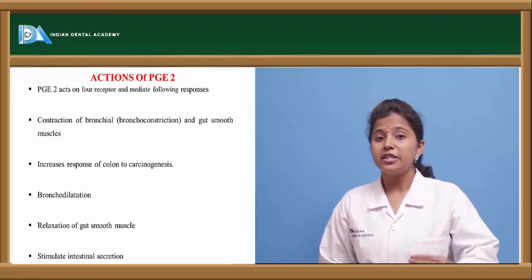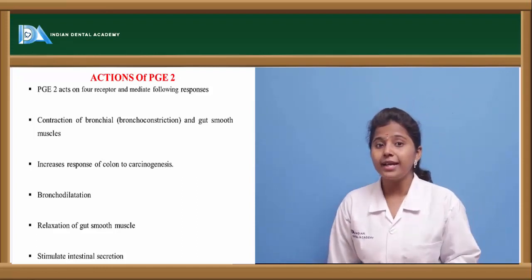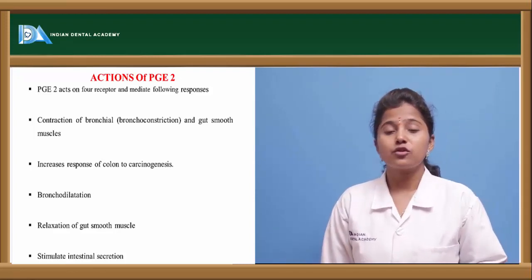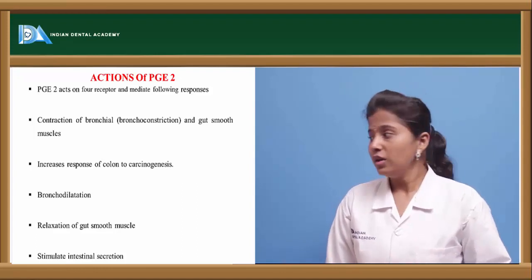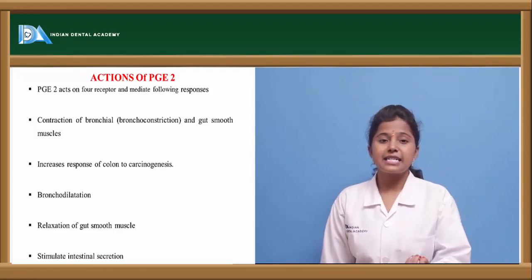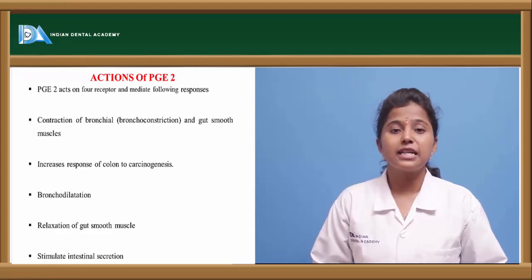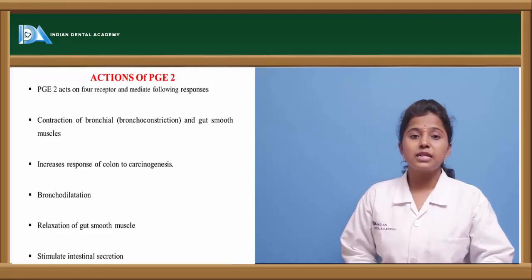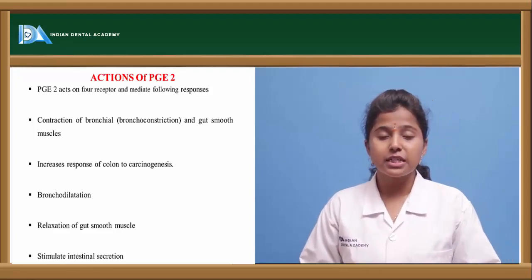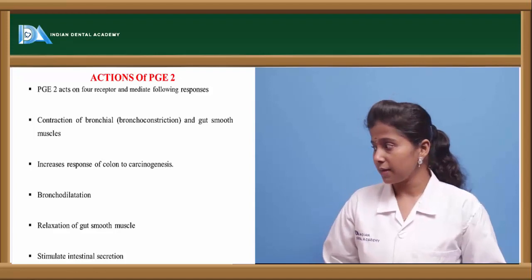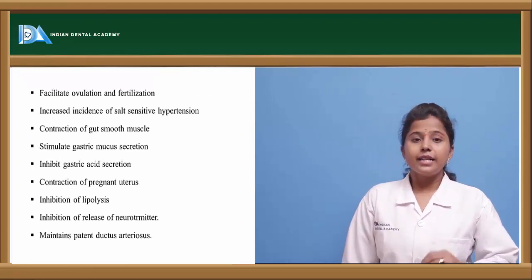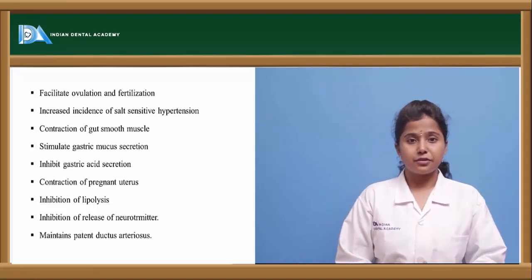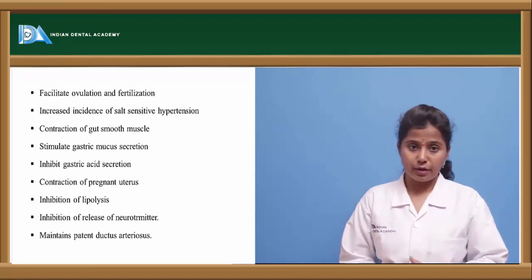So especially PGE2A causes bronchoconstriction, and the remaining PGE2 class of prostaglandins causes bronchodilation. It also causes relaxation of the gut smooth muscle, in the abdominal wall or the gut wall. When these PGE2s are released, they cause relaxation of that muscle, and it facilitates ovulation and fertilization. So these prostaglandins play an important role in reproduction also.